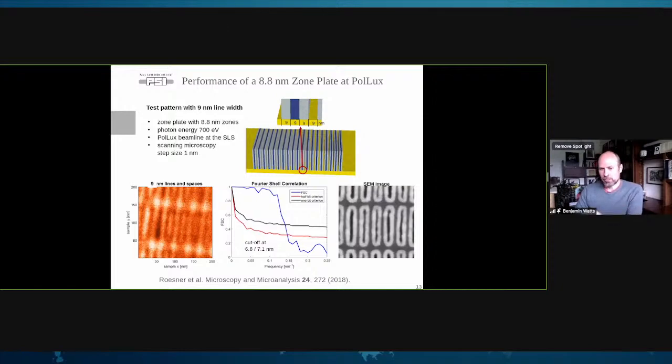Our record at the moment is 8.8 nanometer zones, and this gave us a resolution of about 7 nanometers. But this was kind of a hero effort, and you should not expect to get this good a resolution for your research unless you are willing to make very big compromises. Typically, about 30 nanometers is what you should expect.